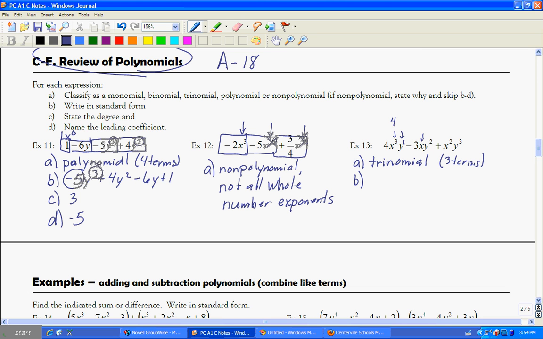Next term, we have x to the first, y to the second, so our degree here is 3. And then our last term, we have a squared and a cubed on our variables, so that gives us a degree of 5. Then we can easily put those in order. We have x squared, y cubed, because that's the highest degree term, plus 4x cubed y minus 3xy squared.